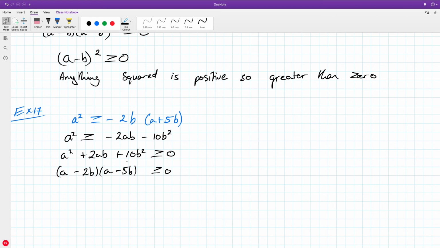Ten and 1 is not going to work. 5 and 2, they're the only factors of 10. No. That would give you 2, 10 and 1, 5 and 2. No, it's going to give you 3.